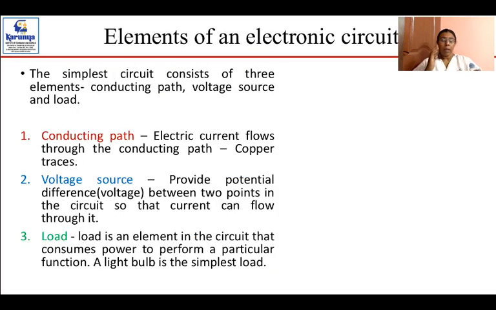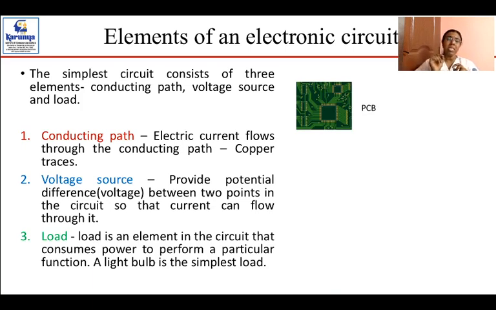Now, these electronic components in a circuit can be classified under three broad categories. First one is the conduction path, and then the voltage source and the load. So coming to conduction path, it is nothing but the traces of copper that you find on the PCB board. Here the current flows through these conducting paths. Without these copper traces, the PCB board is nothing. And the second one is voltage source.